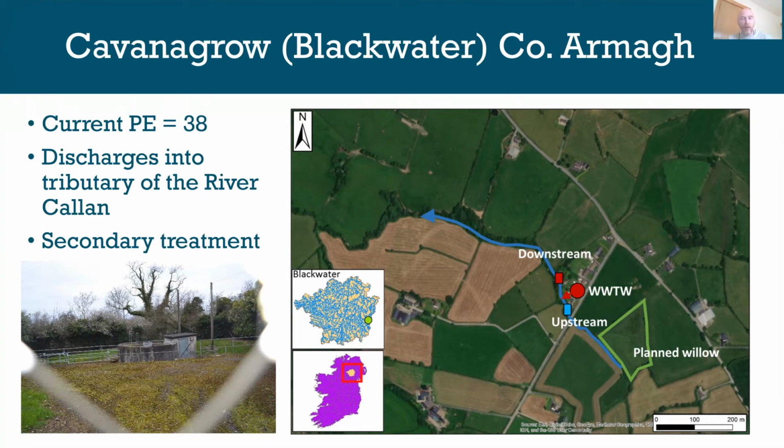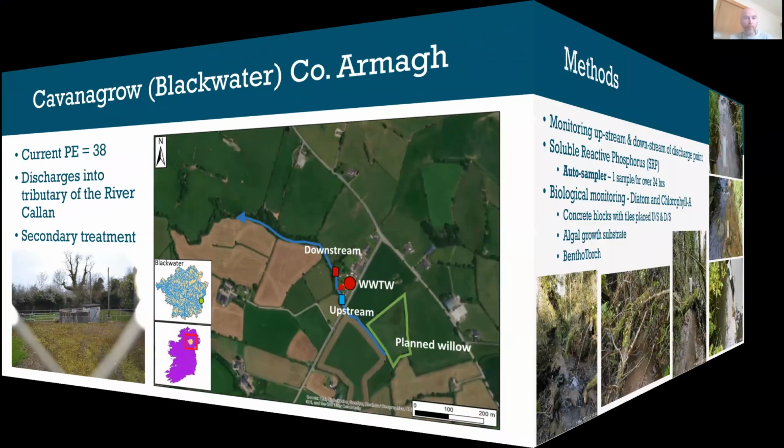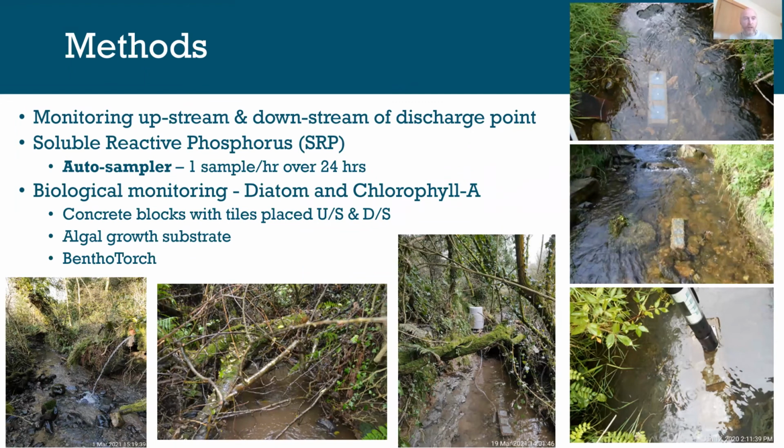Willow has been planted at Kavanagh, but again, the discharge is still entering the stream, and it's not yet been used to irrigate the willow plantation. As I say, we're conducting similar monitoring methods at Kavanagh as at Liscooley. We're monitoring upstream and downstream of the discharge point, looking at soluble reactive phosphorus using an auto sampler, and at the diatom communities growing on concrete blocks that have been placed upstream and downstream of the discharge location.